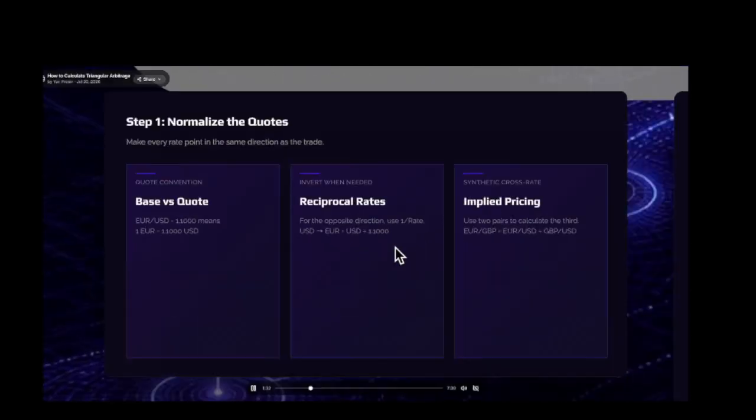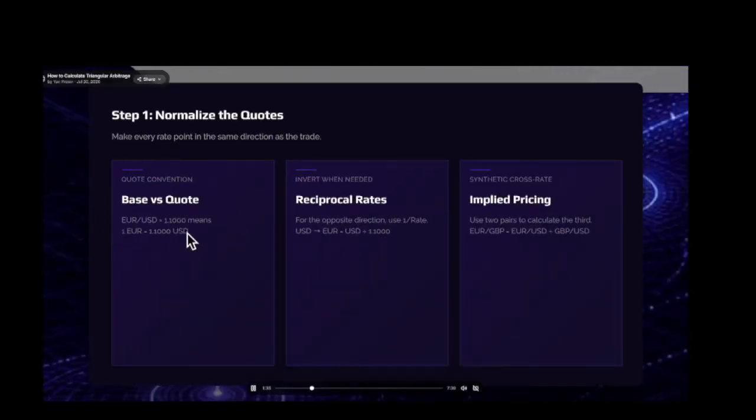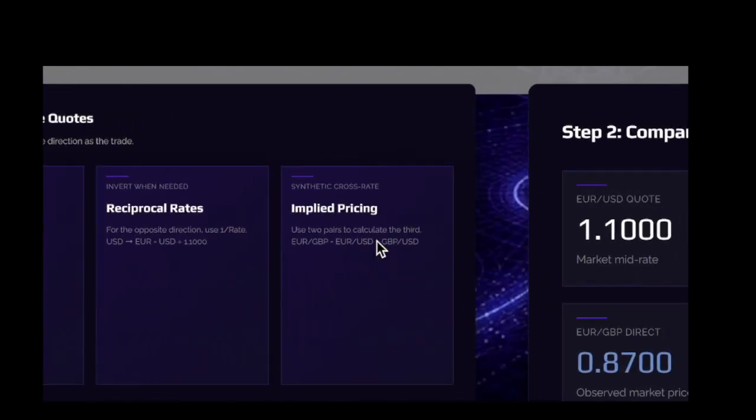Step 1. Normalize the quotes. The first step is to make sure every exchange rate points in the same direction as the trade we want to execute. For example, EUR/USD at 1.1000 means that 1 euro is worth $1.10. If we are converting euros into dollars, we multiply by 1.1000. If we are converting dollars into euros, we divide by 1.1000 or multiply by its reciprocal. This is one of the most common sources of mistakes in triangular arbitrage calculations. We must pay attention to which currency is the base currency and which is the quote currency.